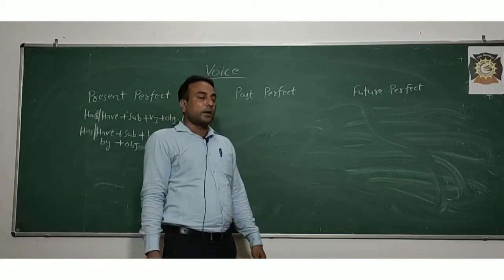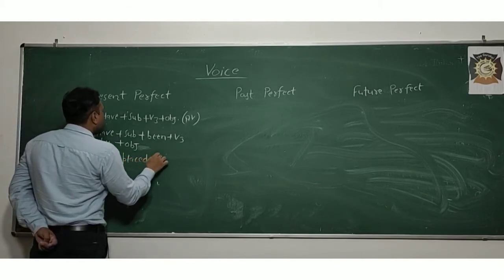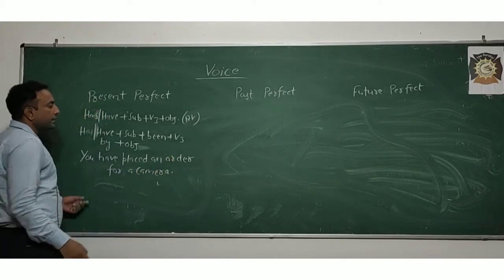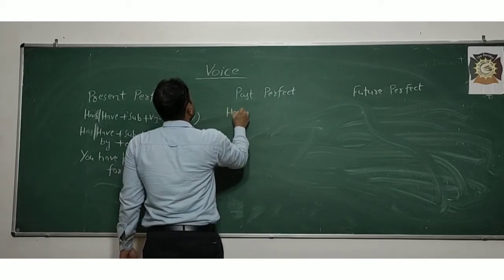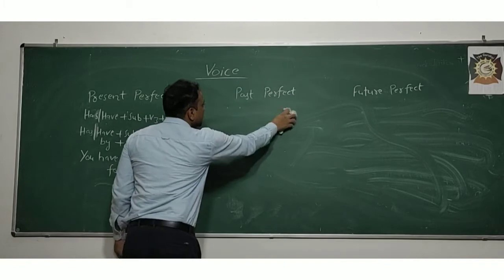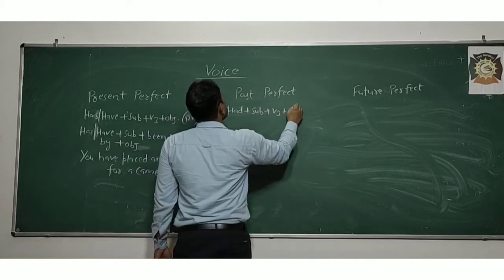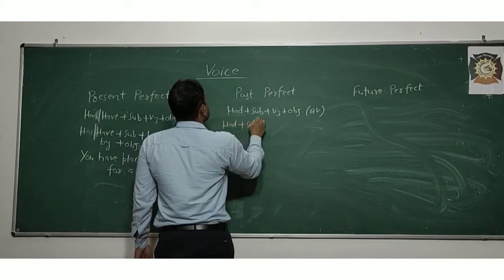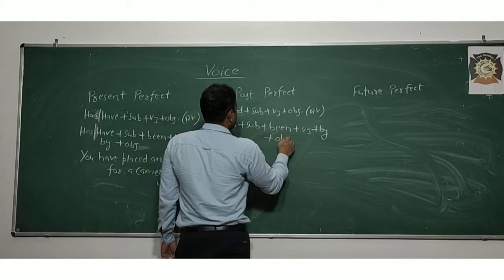And an example: you had placed an order for a camera. You have placed, this is in active voice. I will change it into passive voice. First of all, look at the board. Let me write the structural formula for active voice, then for passive voice. Had plus subject plus V3 plus object. And for passive voice: had plus subject plus been plus V3 plus by plus object.